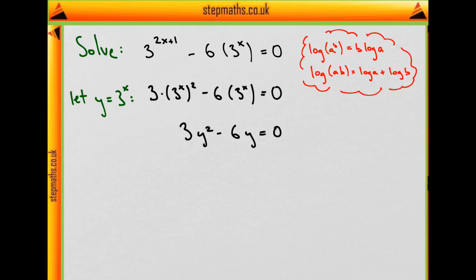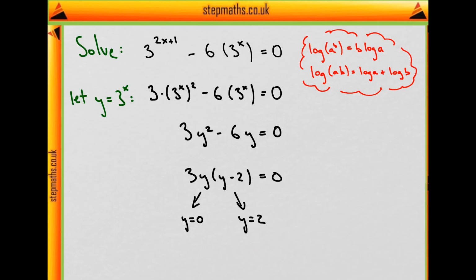Now when we do the substitution, we get a quadratic equation. 3y squared minus 6y equals 0. Let me factorize this. 3y times y minus 2 equals 0, and we can immediately read off the solutions as y equals 0 and y equals 2.